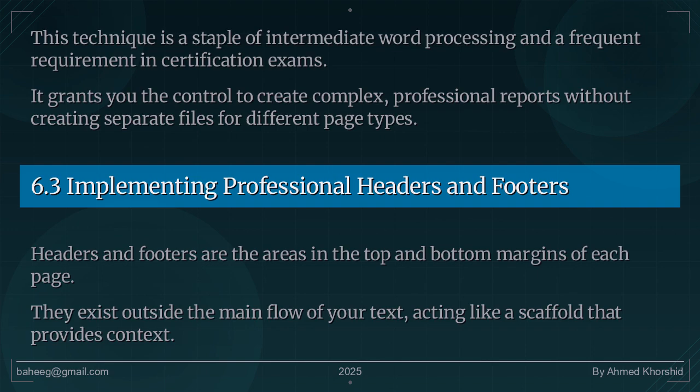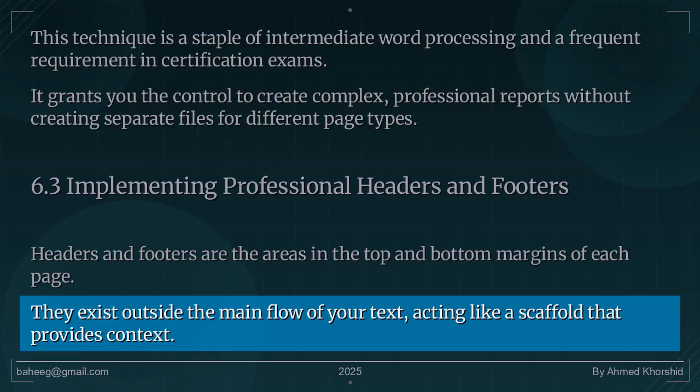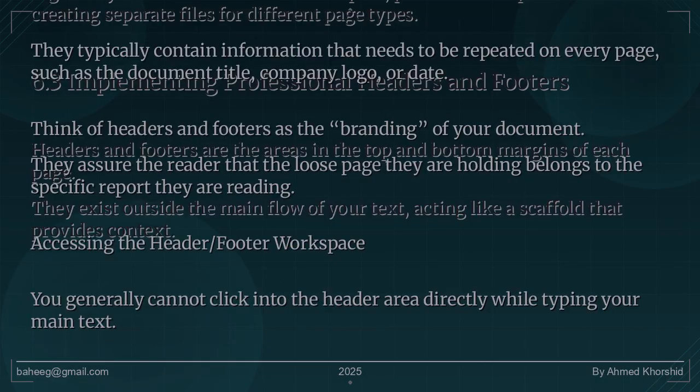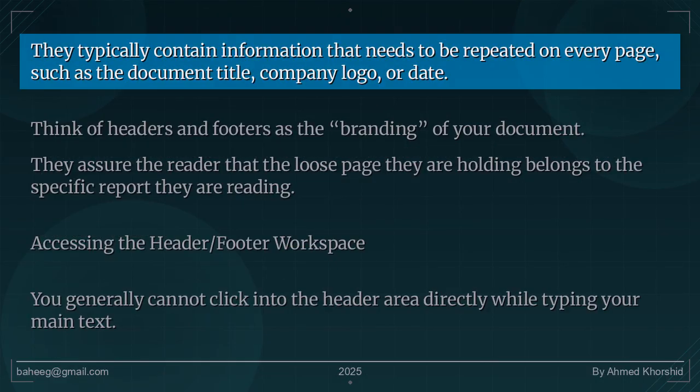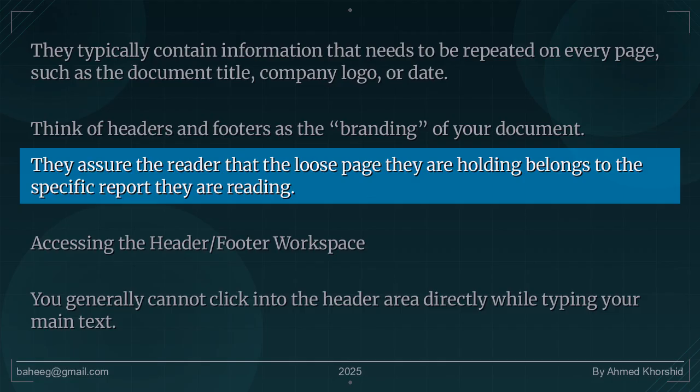6.3 Implementing professional headers and footers. Headers and footers are the areas in the top and bottom margins of each page. They exist outside the main flow of your text, acting like a scaffold that provides context. They typically contain information that needs to be repeated on every page, such as the document title, company logo, or date. Think of headers and footers as the branding of your document. They assure the reader that the loose page they are holding belongs to the specific report they are reading.